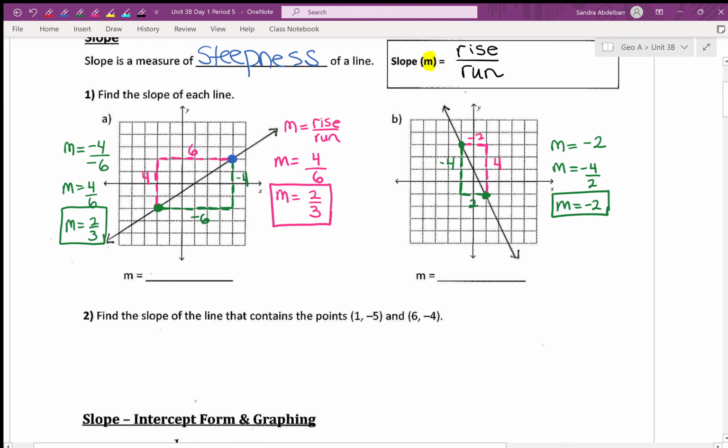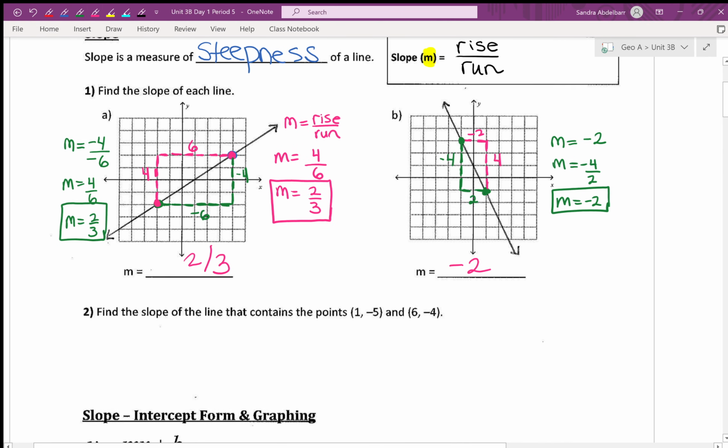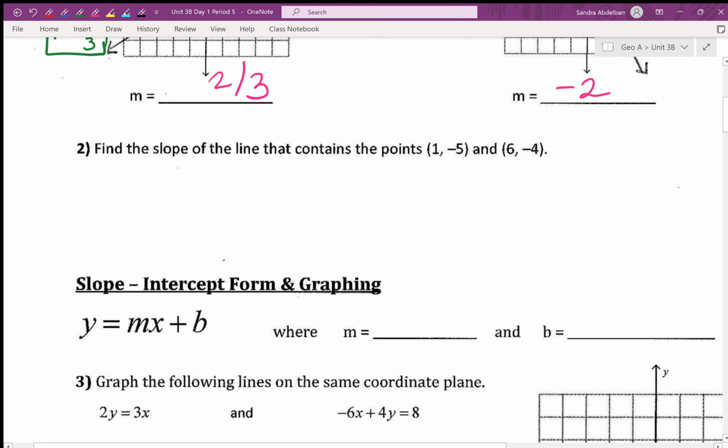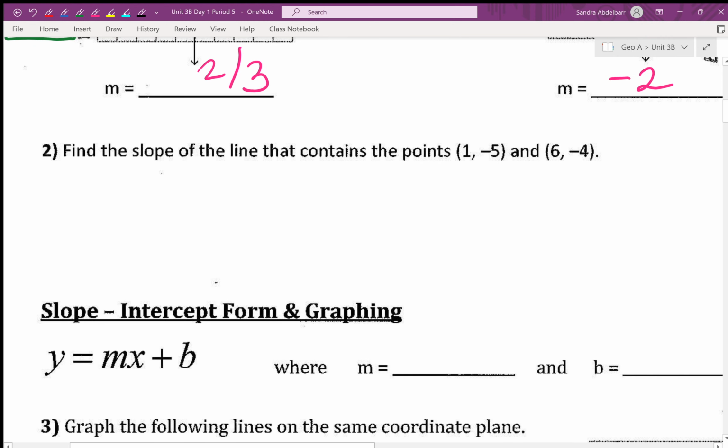So the first slope was 2/3. The second slope is -2. Okay, does anybody remember how we find the slope given 2 points? Jake? Y equals mx plus b. Ooh, that's an equation of a line. We're getting to that next. So I want you to remember that. That's a good one to remember, but that's for a line. Thomas? Y2 minus y1 over x2 minus x1.